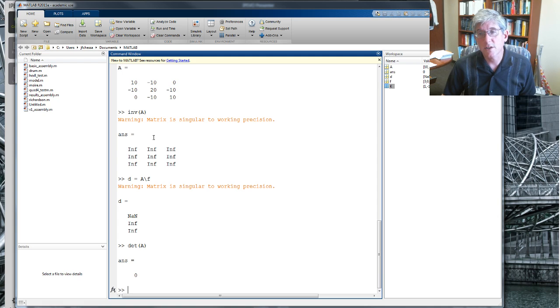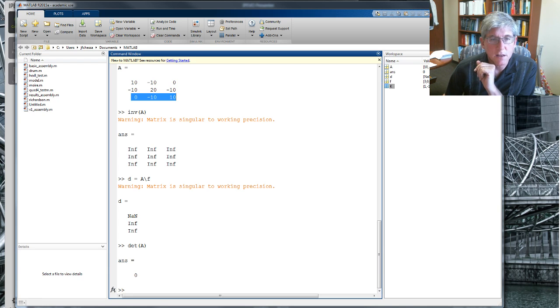And that's because we actually do have a linear dependency here. If you take the first row and subtract the second row, you will get the third row. So the third equation is the first equation minus the second equation, basically. So there's the linear dependency. All right, so that's the basics of it. So you should be able to take a system of equations, write it in matrix form, and then be able to solve it in Matlab.